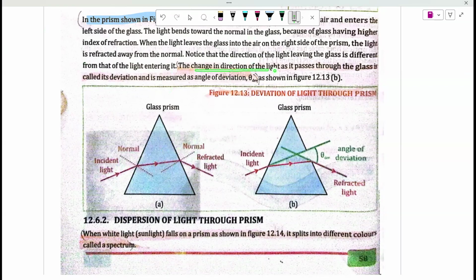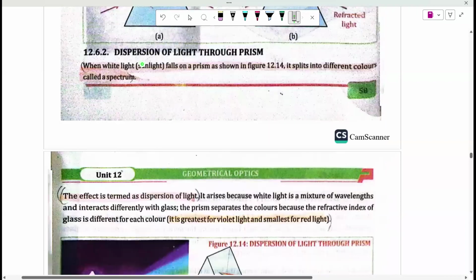The change in direction of light as it passes through the glass is called its deviation, and the measure of angle as deviation angle, which is theta. Dispersion of white light. Dispersion of white light हमने पहले discuss किया. It occurs because of the change of the media.